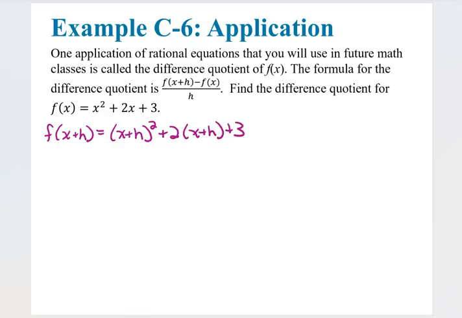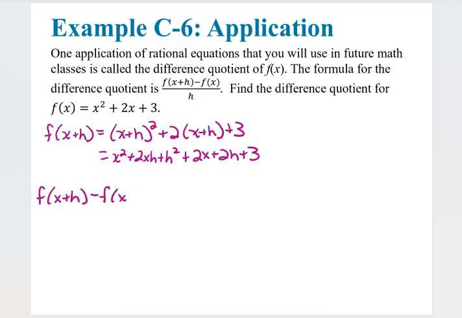So I need to clean all that up. So I'm going to square that binomial, which is going to give me x squared plus 2xh plus h squared, and then get rid of the parentheses here, so 2x plus 2h and plus 3. And I don't see any like terms that I can put together, so that is good. So there's my f of x plus h. All right, so we need to find f of x plus h minus f of x all over h.